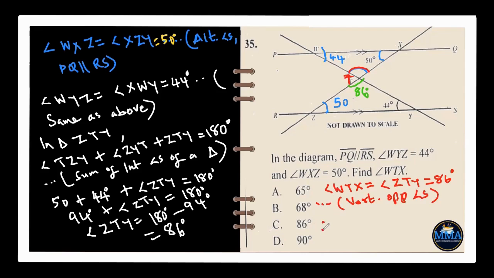So we now say, therefore, the angle we are looking for, angle WTS, which is this angle that we have called 86 degrees, is now equal to 86 degrees. Using these vertically opposite angles, we can bring this 86 up here. So that's it. So what we are looking for is this option here, which is option C. We'll mark option C and proceed to question number 36.